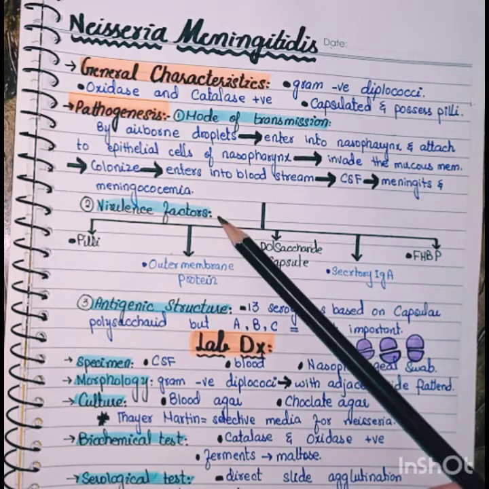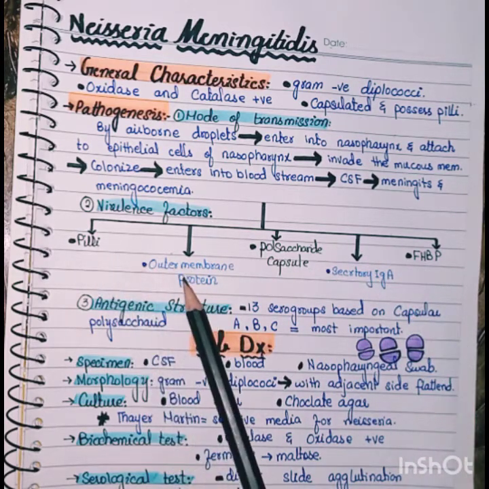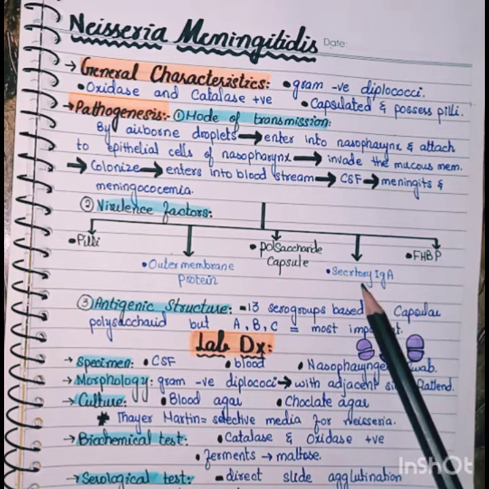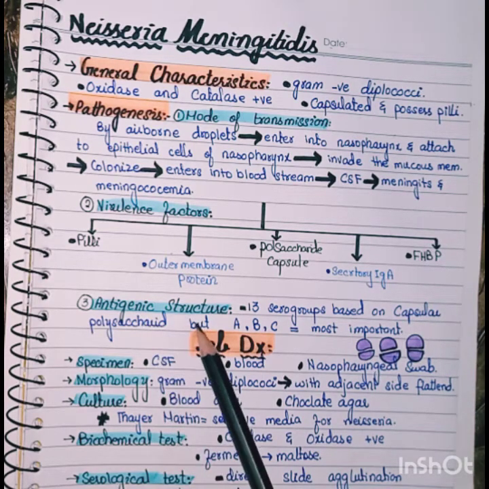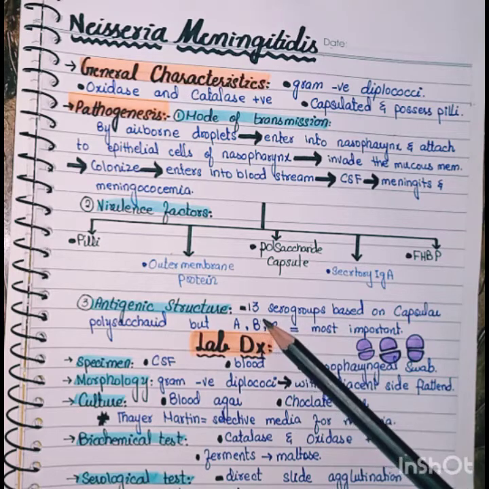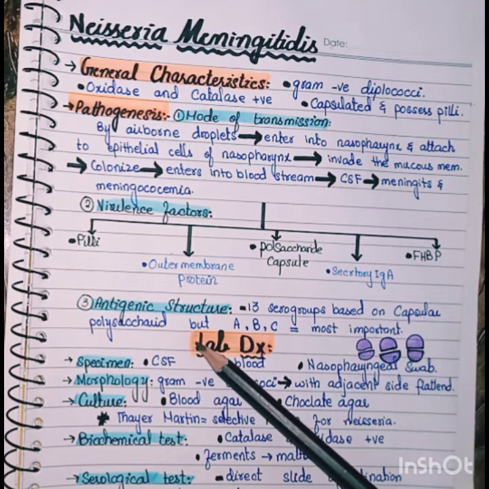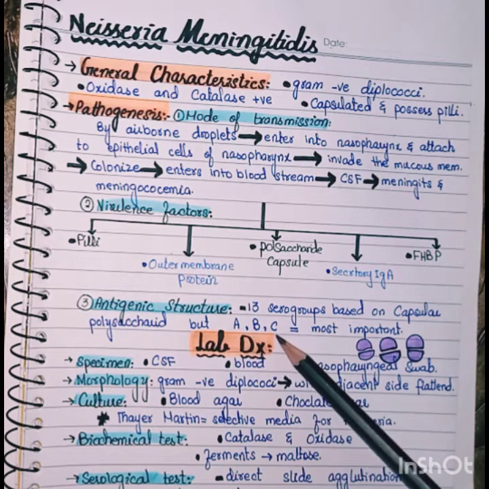Next, we have the virulence factors. These have the following virulence factors: first, pili, outer membrane proteins, polysaccharide capsule, secretory IgA protease, and factor H binding protein. Now we have the antigenic structure. We have almost 13 serogroups based on the capsular polysaccharide, but the most important are A, B, and C.